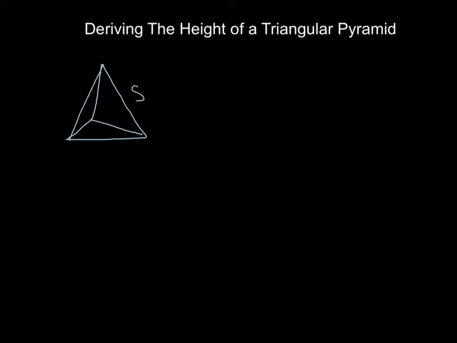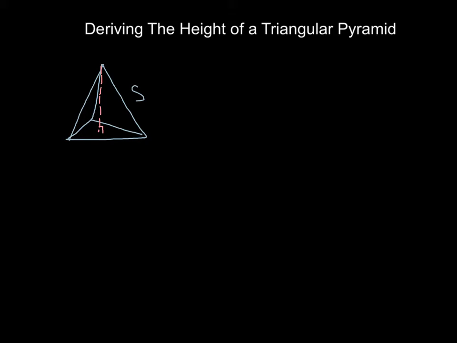In this video, we're going to be deriving the height of a regular triangular pyramid with side S. So what we're going to be looking for is this height right here. It's going to be perpendicular to our base and go all the way up to the tip of the pyramid. And it's not so difficult to find, but it does take a little bit of thinking.